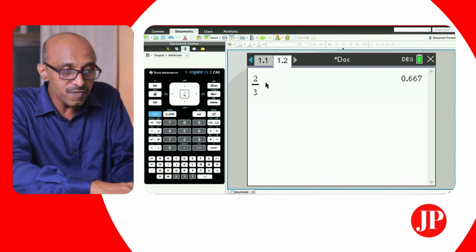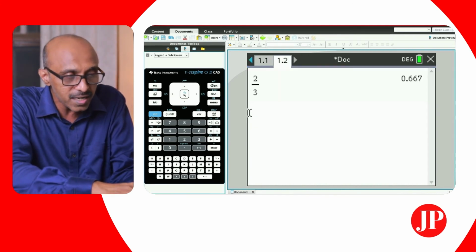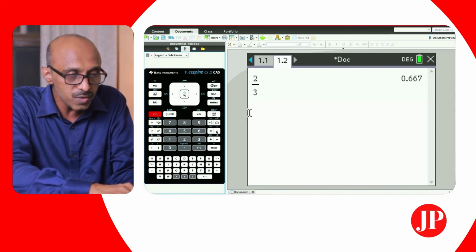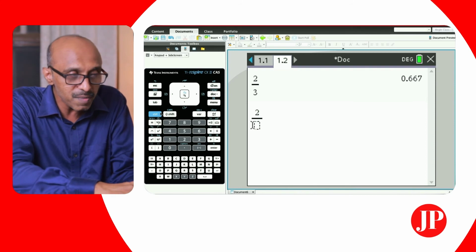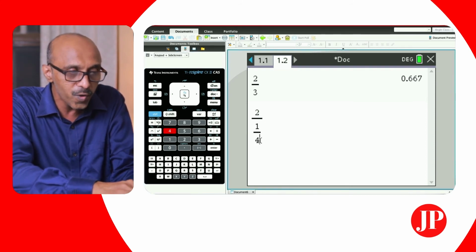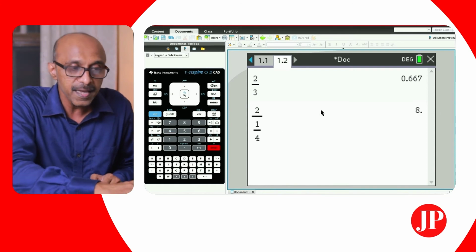Let's check it out, okay? 2 divided by 1/4. So if I were to write it like this, okay? So it's 2, divided by, remember right now the a is 1/4. So let me put a fraction here, okay? So 2 divided by 1/4, I should get 8.